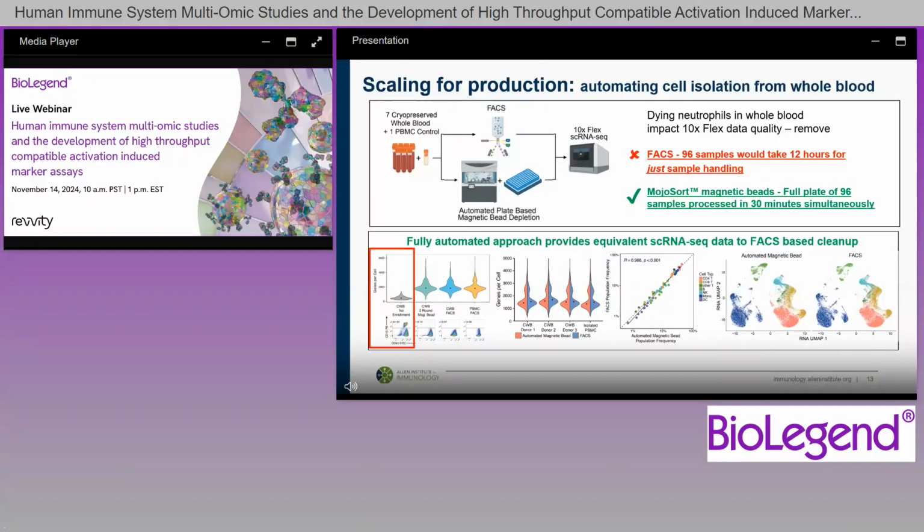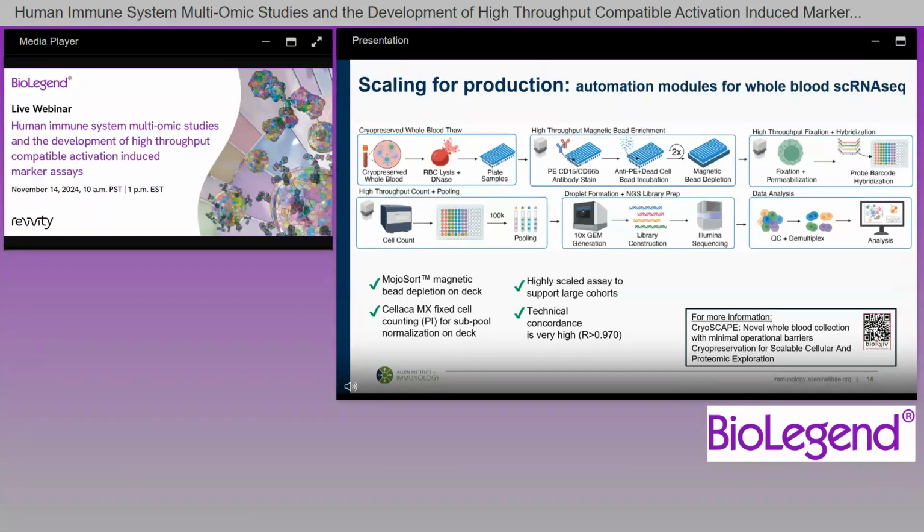And so what we've done is now we've put out a paper that's being reviewed currently. It's called Cryoscape, and it's a novel whole blood collection and isolation protocol that is compatible with RNA sequencing. And if you're interested in checking that out, there is a link here, a QR code that you can scan that will take you to that preprint. So up to, you can collect this blood.